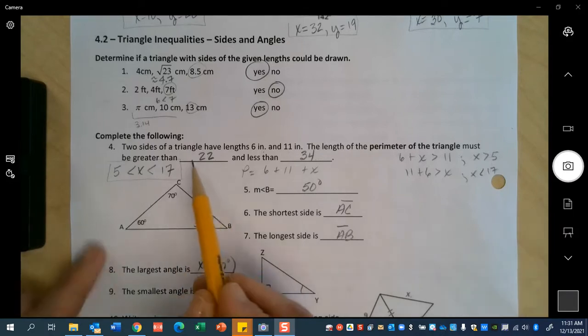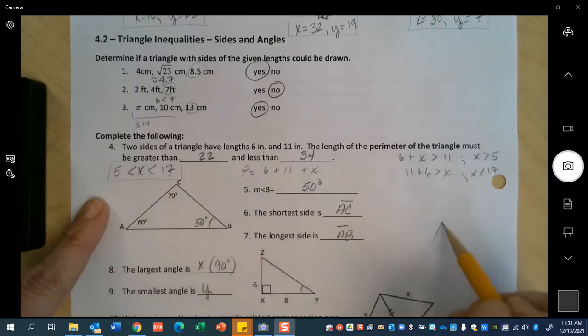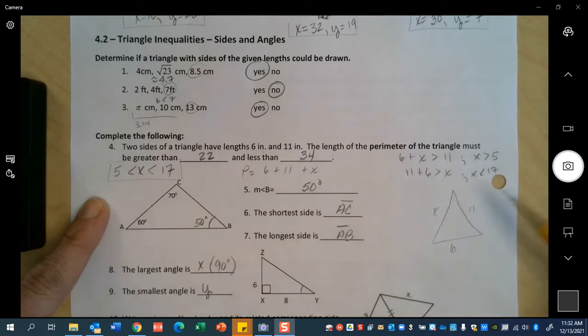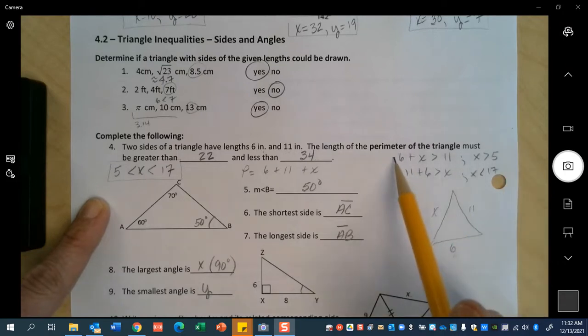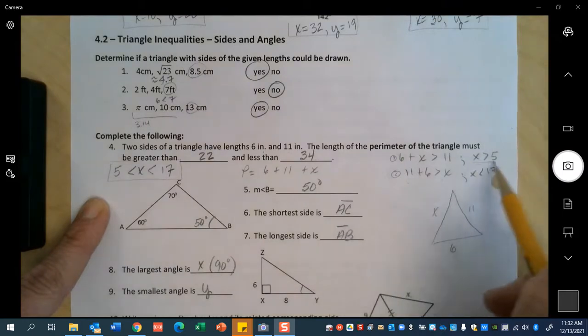Yeah, so if the sides of my triangle are 6 and 11, if I draw this sketch down here, I have 6, 11, and some unknown. My inequalities are 6 plus x has to be bigger than 11, and 11 plus 6 has to be bigger than x. I didn't write the third inequality because x plus 11 is already bigger than 6.